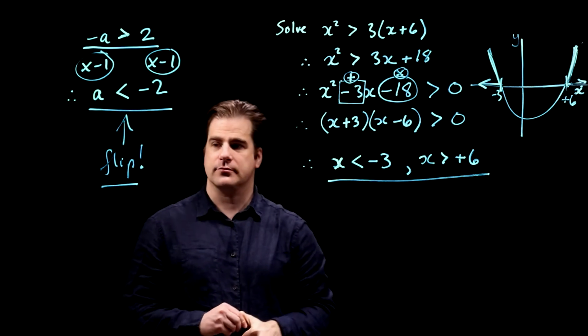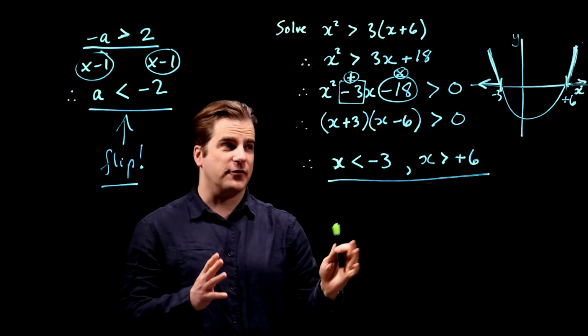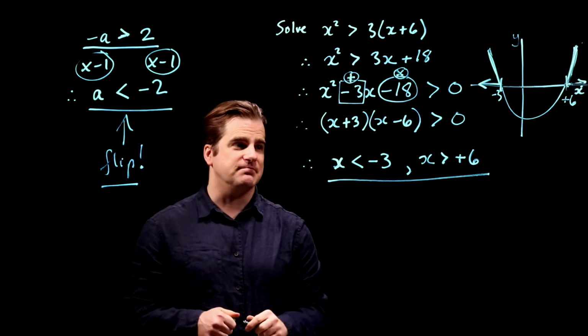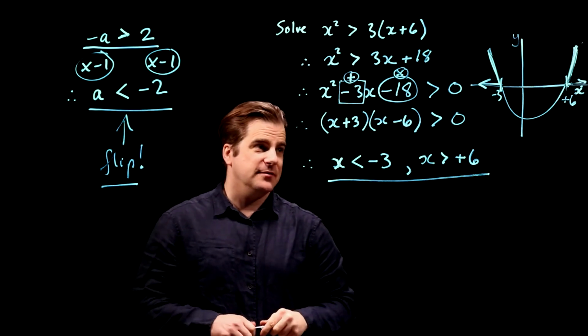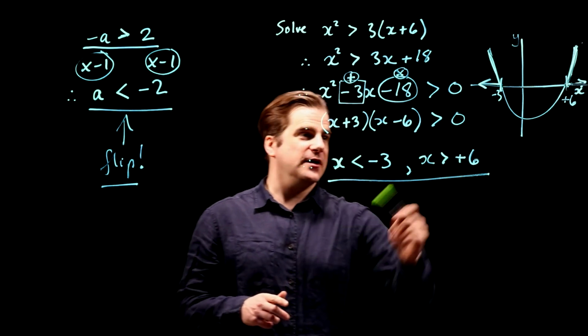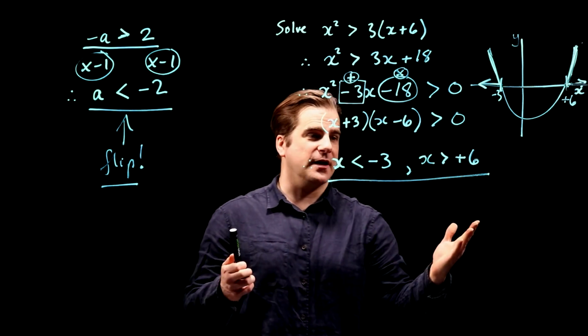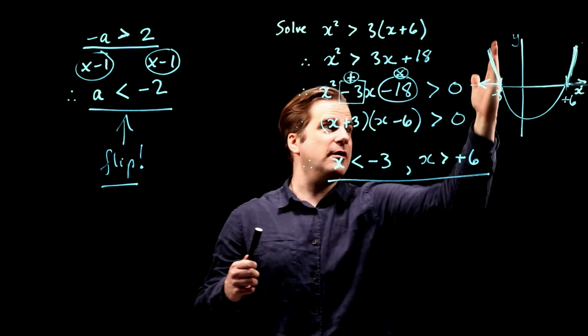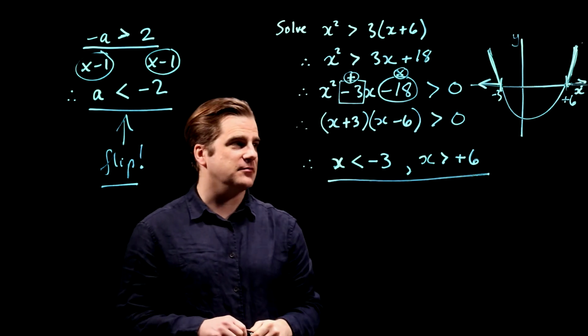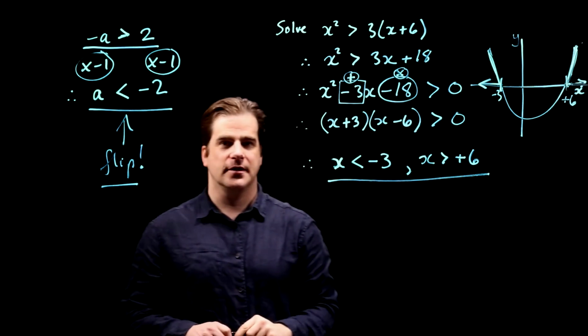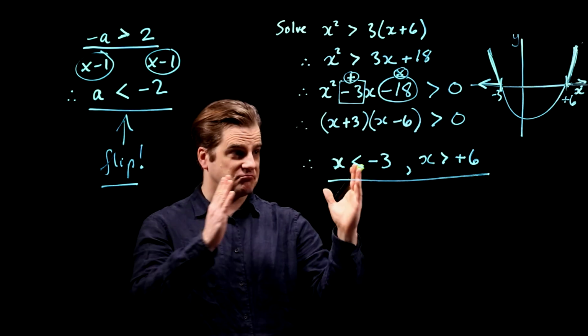Okay. You don't have to fully understand that. You just need to copy the procedure I've shown you, do the sketch, look at that, and say, okay, we want values bigger than 0, so it's there, therefore it must be x less than minus 3, and x greater than plus 6. Just follow the procedure, and that's how it's done.